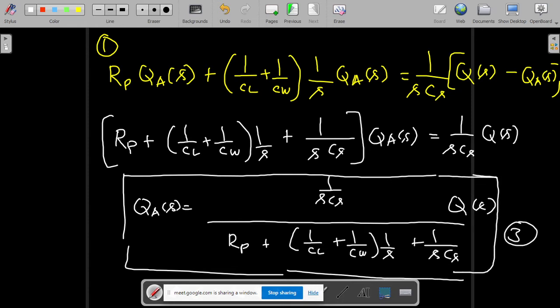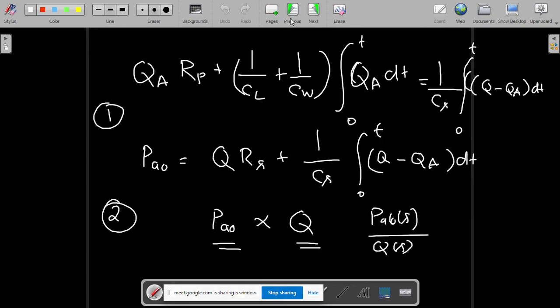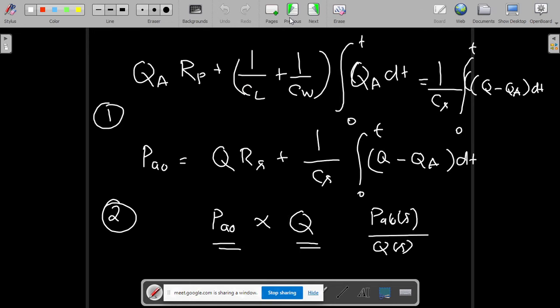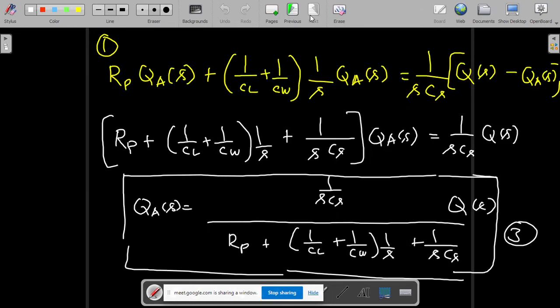as our third equation. Okay, what I'm doing here is, we took the first equation, and I'm just converting it into Laplace. This is the Laplace version of it. Okay, so there is no initial condition, so we have taken directly 1 by S. So I have grouped all the QA of S terms together, so I find QA of S in terms of Q of S. Okay, now I'll take the second equation. So this is my second equation.